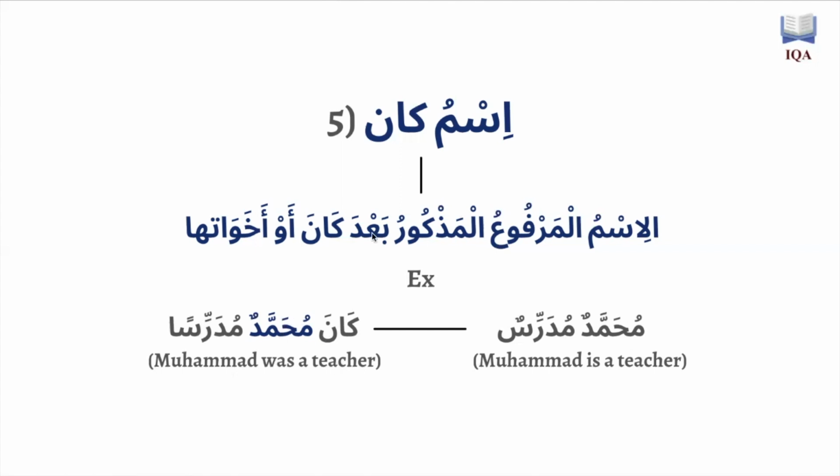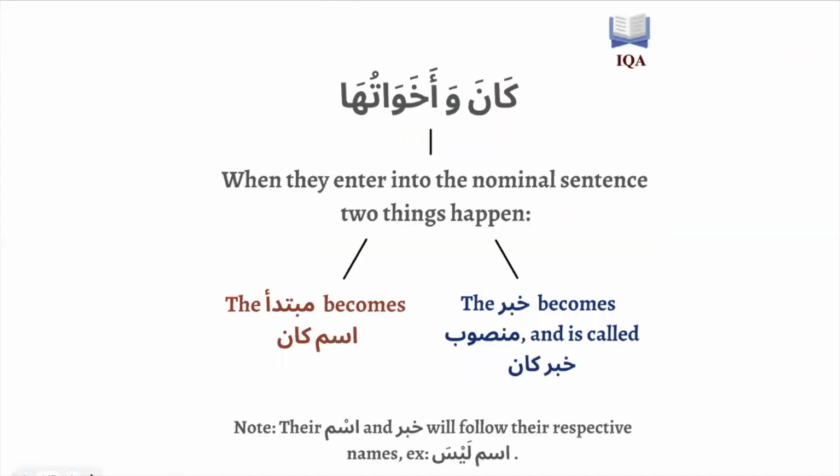So Muhammad here is ismu kana. Why? Because it's an ism that's marfu', Muhammadun, and it's mentioned after kana. So it's ismu kana and it's marfu'. Very simple. Mudarrisan is the khabaru kana and it's mansub, and we're going to cover why that is. So that is ismu kana. It's very simple. Ismu kana will be mentioned after either kana or one of its sisters, and it's going to be marfu'. Now, what exactly is kana and its sisters?